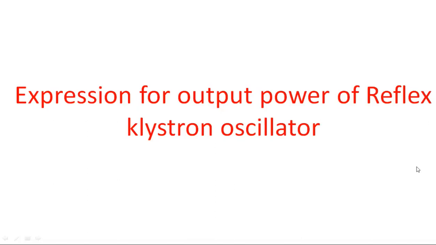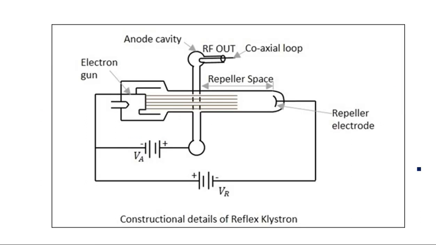Hi everyone, in this video I am just continuing the mathematical derivation from the previous video. In the previous video I calculated the distance traveled by the electron in the Reflex space. Based on the application of this accelerating voltage Vr, the electron can travel from this gap to this one.